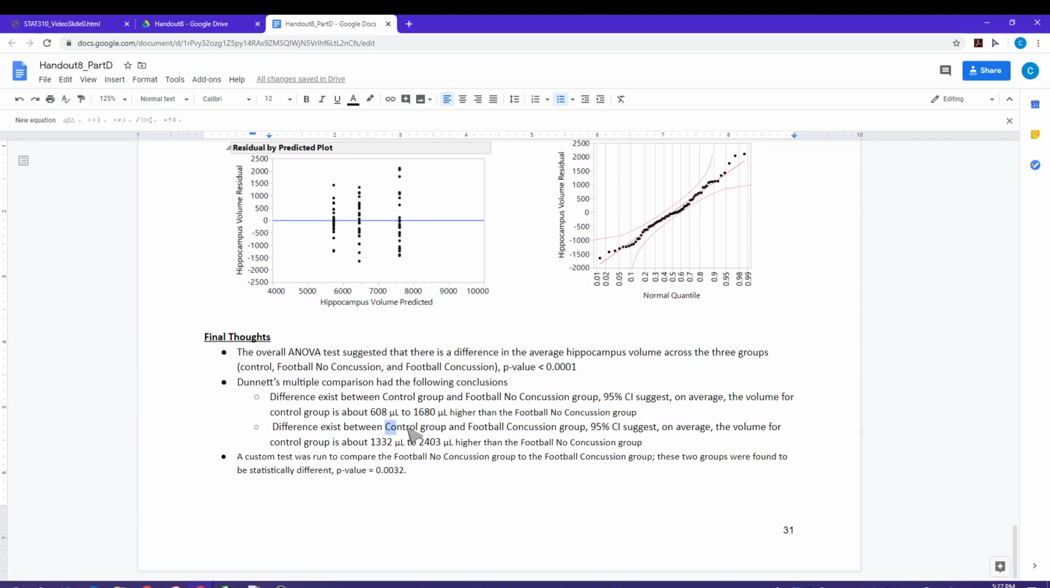I learned that I have a difference between the control group and the football concussion group. That confidence interval was even further away from zero. And then my custom test, which looked at whether or not there was a difference between those that played football, no concussion to concussion, and I found that those were statistically different from one another as well, with a 0.0032. I suppose you could compute a confidence interval, 95% confidence interval, for that comparison as well, but I didn't do that here.